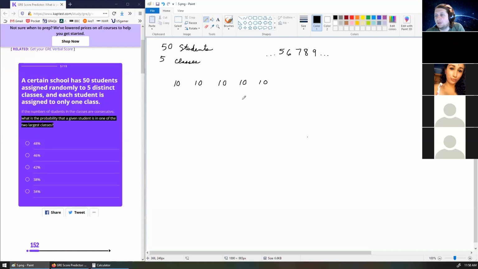Well, they're all the same. There aren't 2 largest classes in that scenario, but it doesn't matter. They're all essentially the largest, right? So it would just be, what's the probability they're in any 2 of them? It's 2 out of 5. Yeah. Basically, right? It'd be 2 out of 5. That's because there's 5 classes and they all have the same number of students. So being in any 2 of them, it's just 2 out of 5.